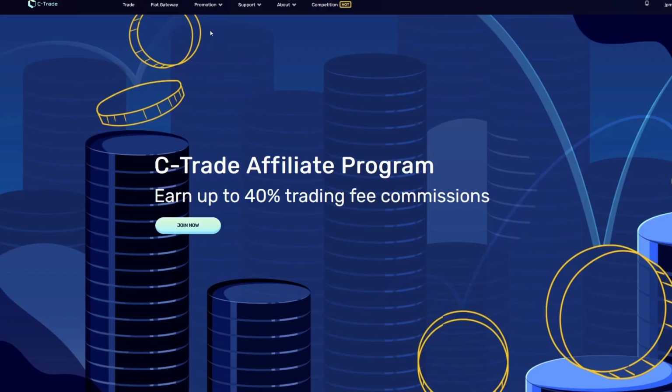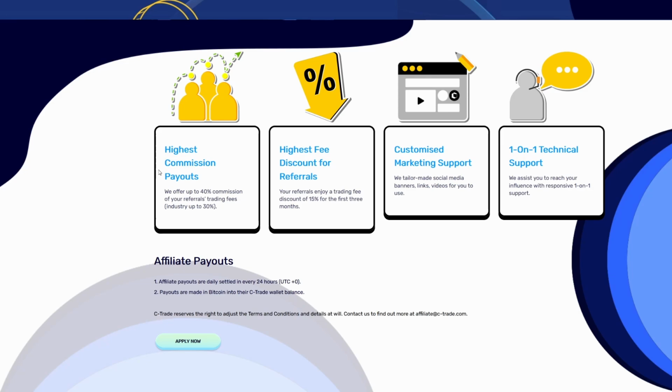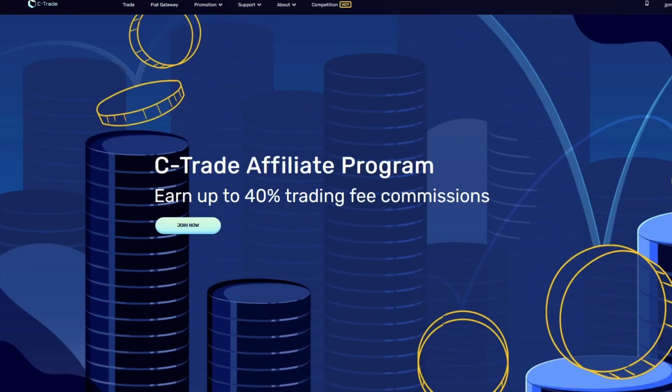Obviously, you can see the affiliate program here. So the C-Trade affiliate program: earn up to 40% trading fee commissions. So you can also switch on over to that if you guys want to sign up for that. But like I said, just a huge amount of opportunity to earn money, whether it's through trading or through an affiliate program.